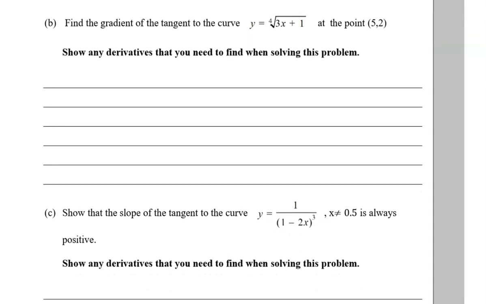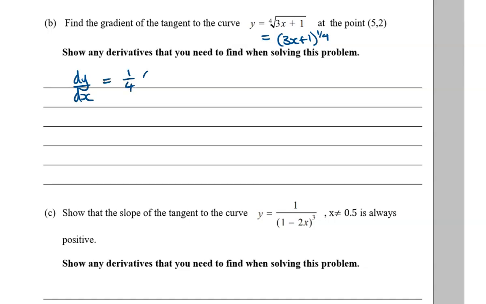For part B, find the gradient. So gradient means we are finding dy by dx of y equals the fourth root of 3x plus 1. I'm going to write this as 3x plus 1 to the power of a quarter, so it's easier to see what we do to differentiate. So we have the chain rule.